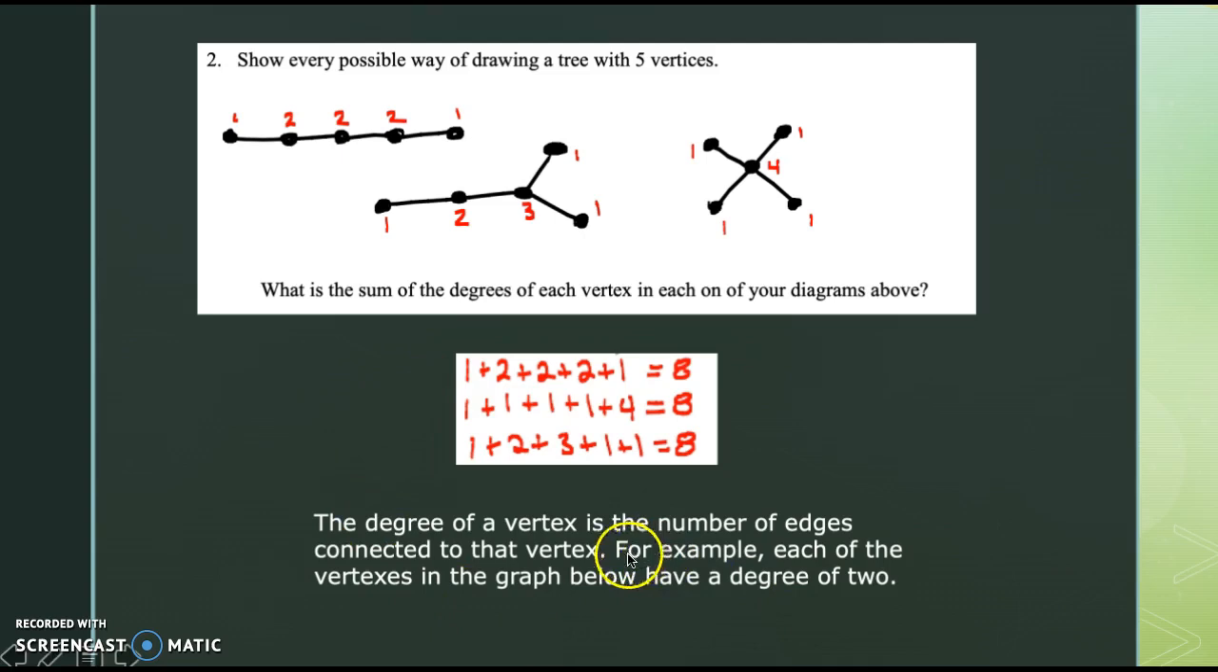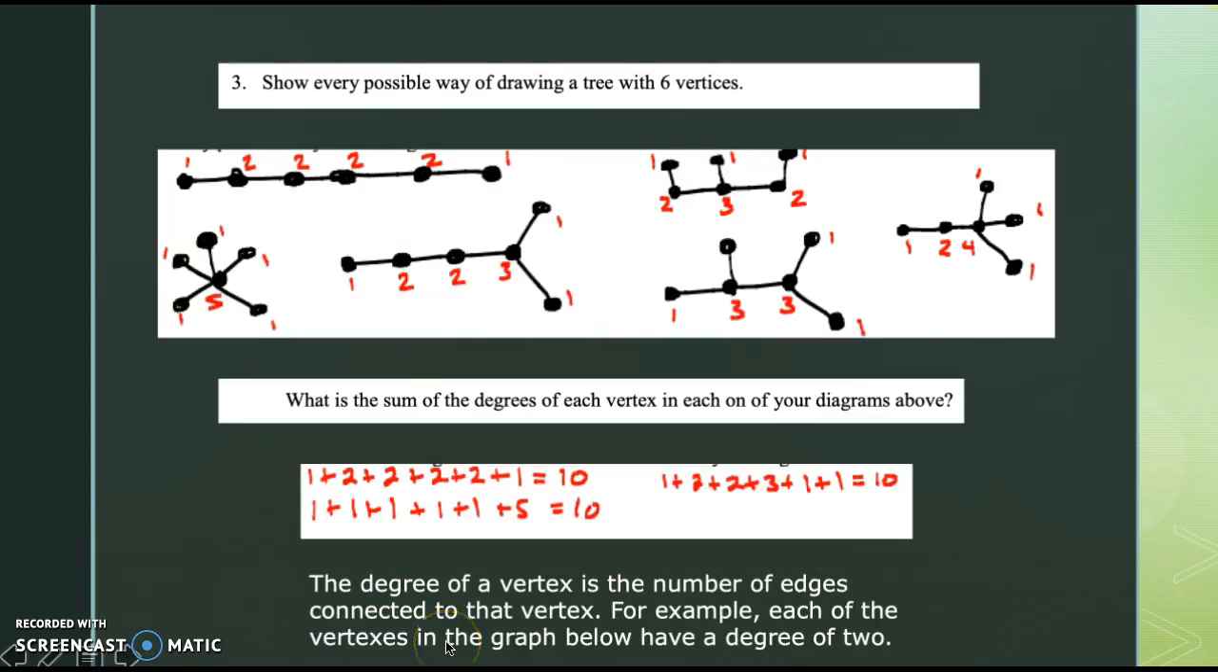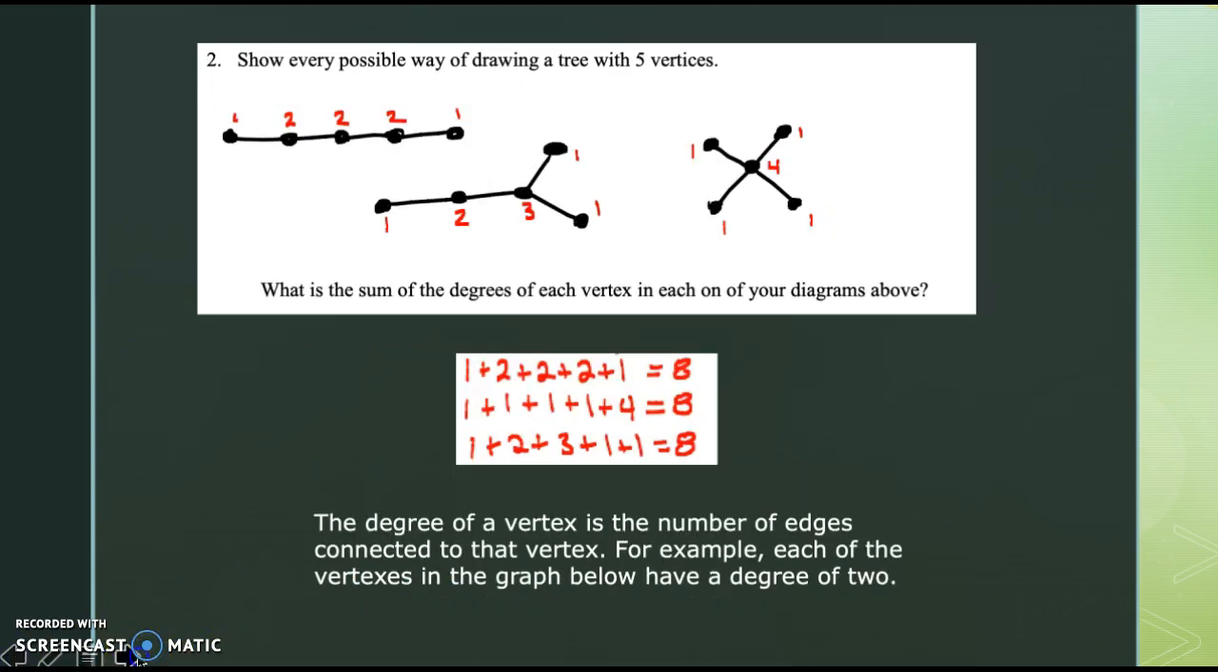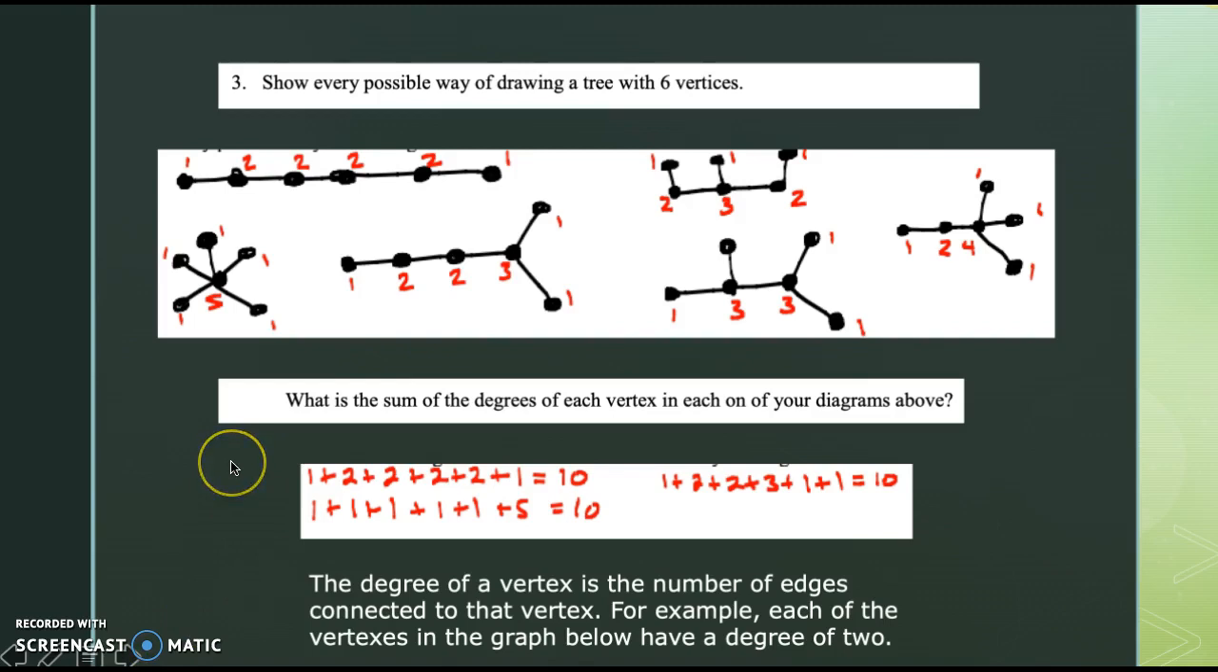And sorry, this is not supposed to be there, where it says, for example, each of the vertices in the graph below have a degree of 2. Sorry about that. I actually copied and pasted the definition of the degree of a vertex from our content and accidentally copied a little too much. It's going to be on this page too. Okay. Well, those were not supposed to show you the answers right away, so I messed up again. Sorry. But let's go over this too.